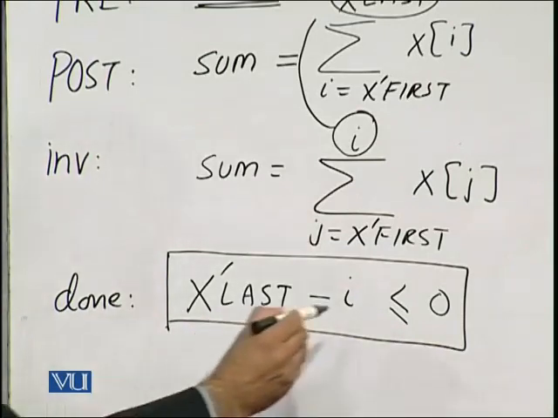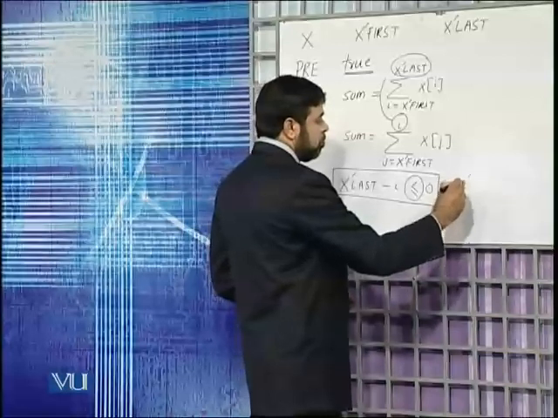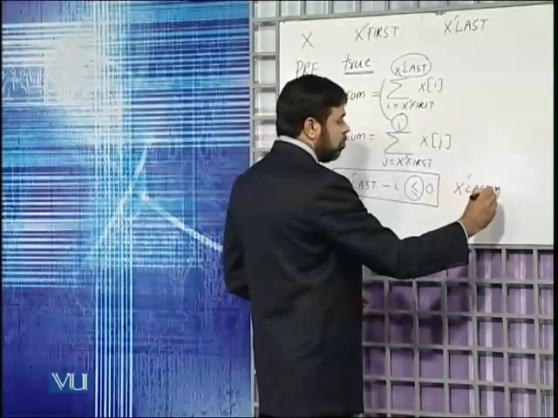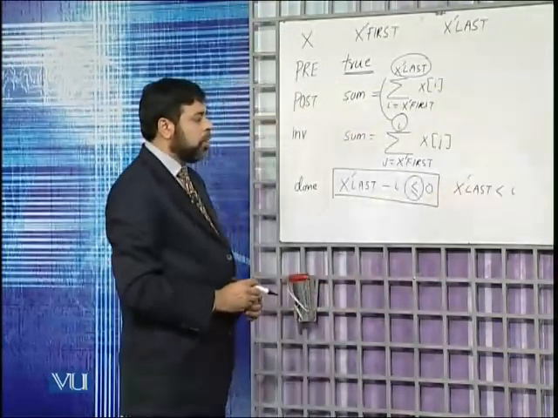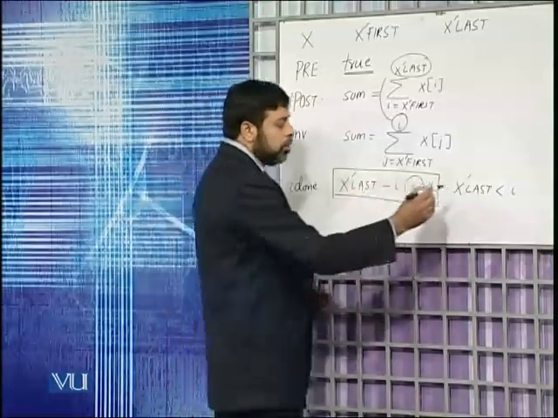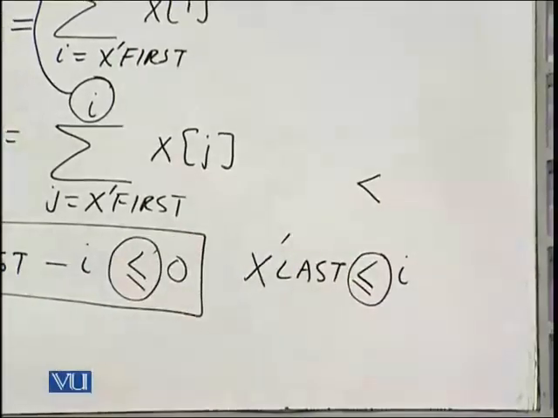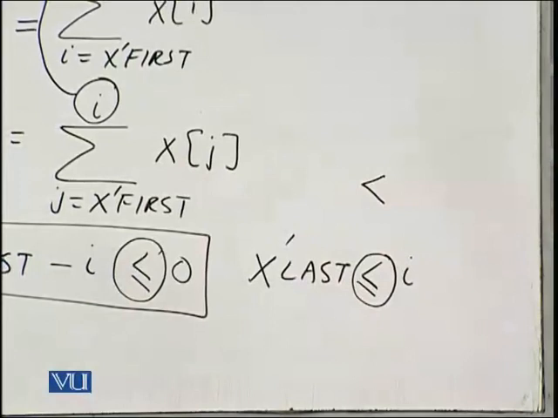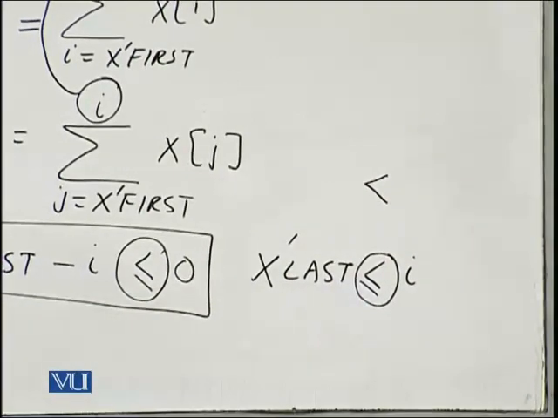Now we have to look at this particular condition, less than or equal to. So when x last is smaller than I, I could have written it like this. I have to see whether I need this less than or I need this less than or equal to. So let us try to look at it and discuss this particular case.